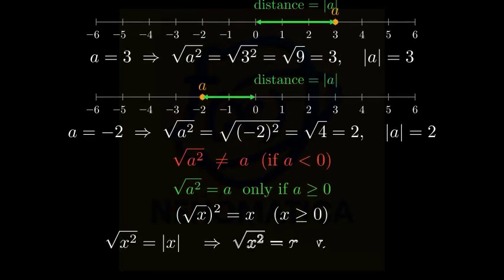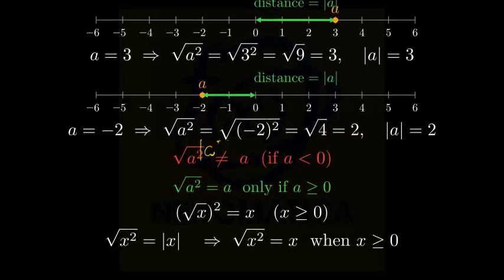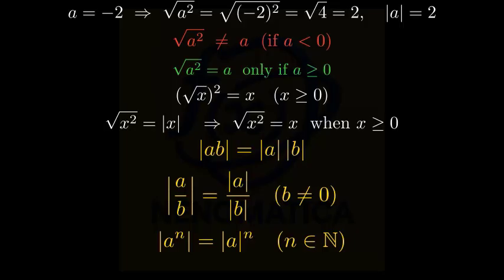Compare this with the square root function itself. For x greater than or equal to 0, the square root of x squared equals x. And the square root of x squared equals the absolute value of x, which reduces to x when x is non-negative. Useful consequences follow immediately.